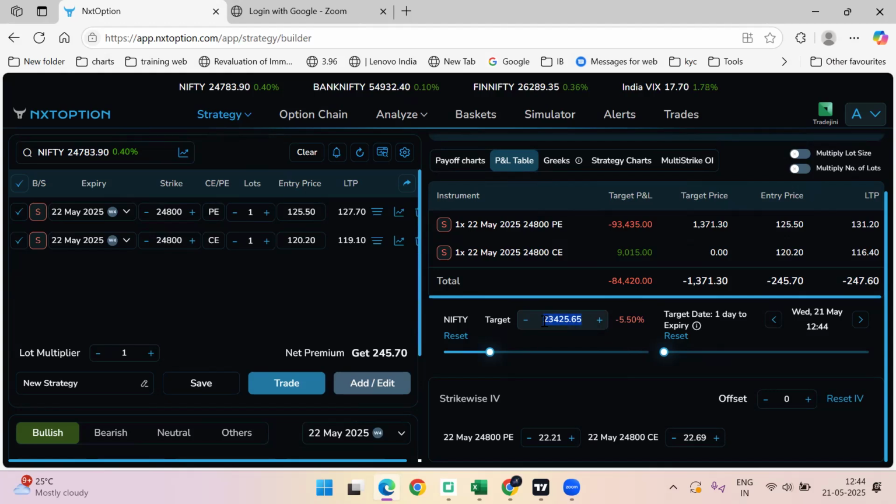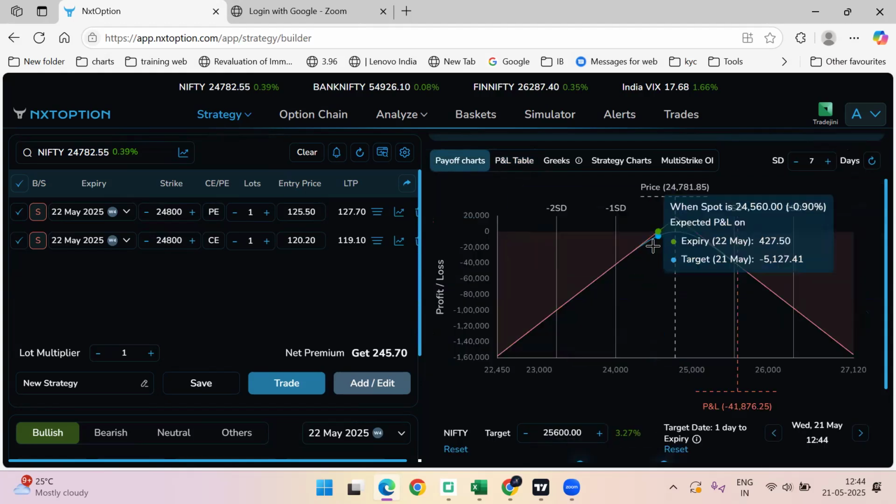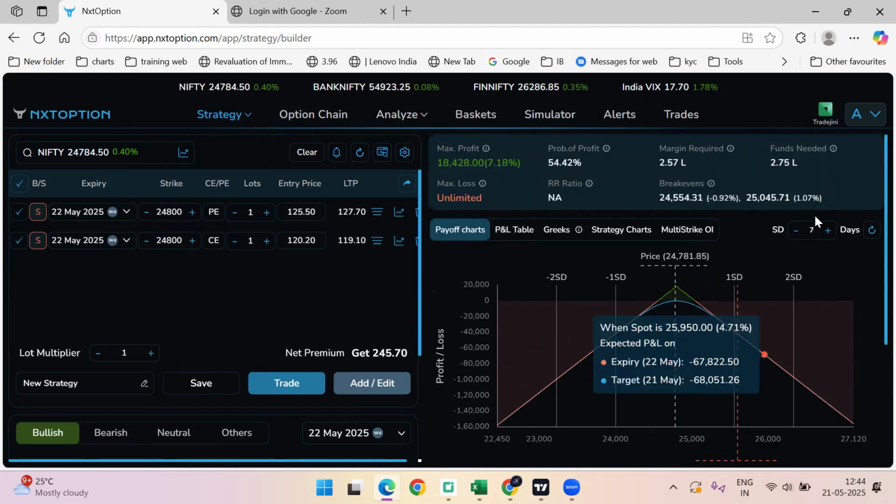You can also type something like 24,300. In that case, you lose close to 19,000. Now, what if the market has a sharp rally, 25,600? Then your max loss will be 44,000. Ideally, for you to make money, the market should close anywhere between 24,554 and 25,045. So you can see that.